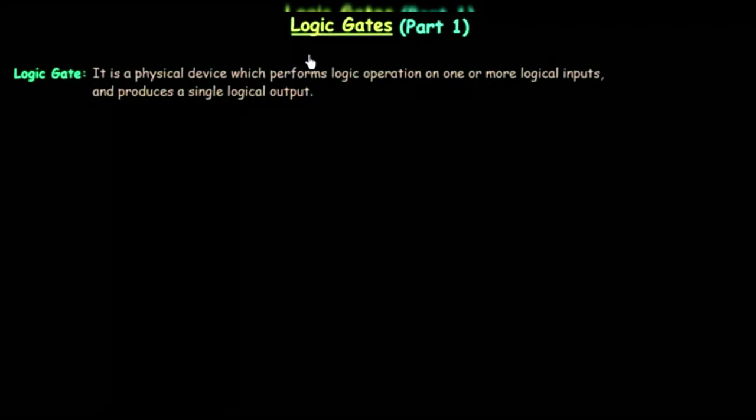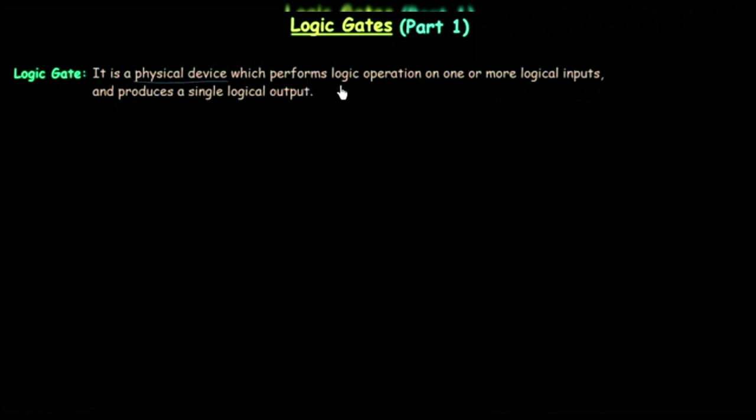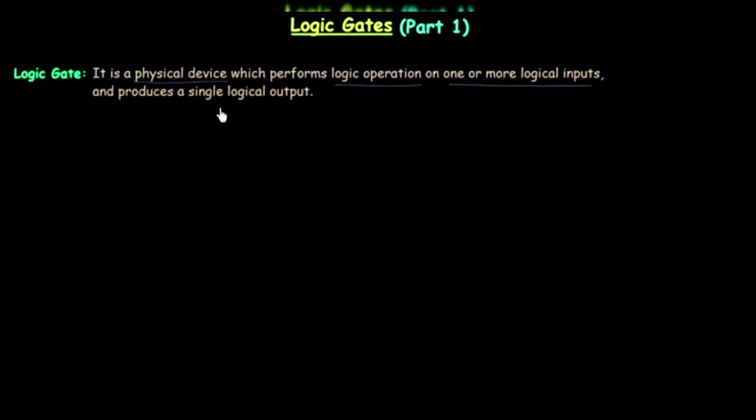In this lecture, we will start a new chapter, logic gates. First we will discuss what is logic gate, then we will move to different types of logic gates available to us. So what is a logic gate? It is a physical device which performs logic operation on one or more logical inputs and produces a single logical output. So the first thing is physical device. Logic gate is a physical device and it performs logic operation on one or more logical inputs and produces a single logical output.